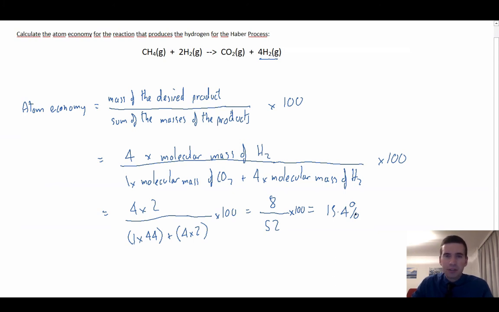This is a factor to consider for industrial processes. They want as high as possible atom economy because that reduces waste. Waste is bad for business. It costs money and they can't make any money from it. Okay? So they want as high an atom economy as possible.